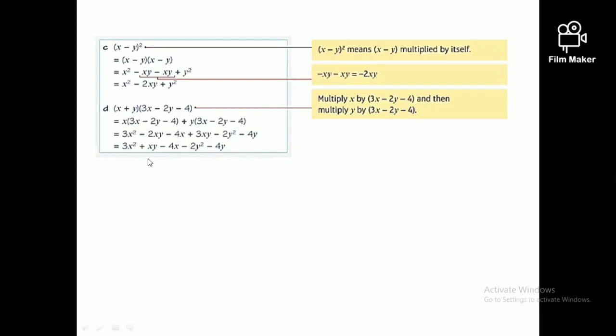Now I'll check whether there are any similar terms. X squared terms, only this, so you can write just x squared. Xy terms, there are two xy terms. Minus 2xy plus 3xy is plus 1xy. That is just xy. X terms, this is the only one. Y squared term, this is the only one, that's all. Y terms, this is also single. Your final answer is 3x squared plus xy minus 4x minus 2y squared and minus 4y, right?